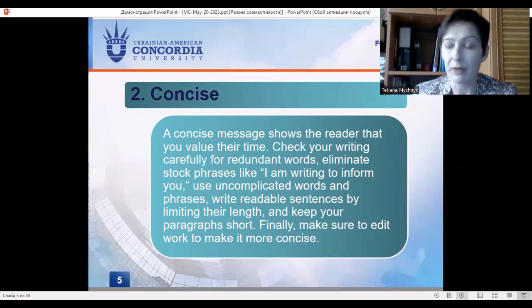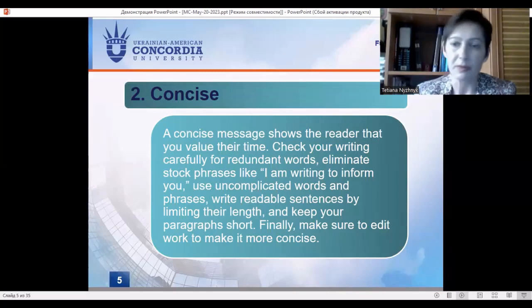So, if your writing is concise, this way you will show the reader that you value the time of them as business professionals. So what you can do here is to check the piece of writing that you have created and get rid of everything which is not necessary, of everything which can be considered a stop phrase, so something which is obvious and which doesn't transmit the essential information.